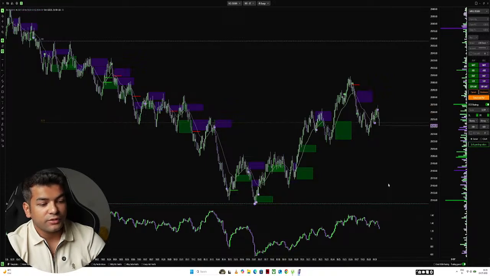So one in the chat if I was clear about the effort and the blocks, these green and purple blocks.